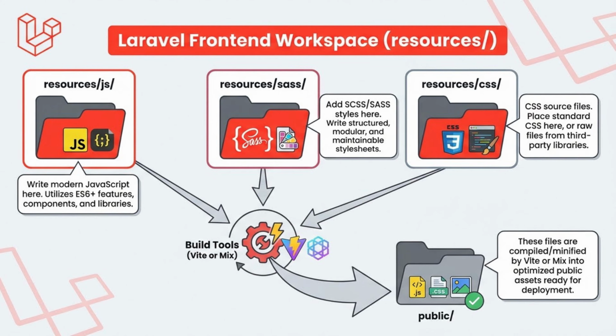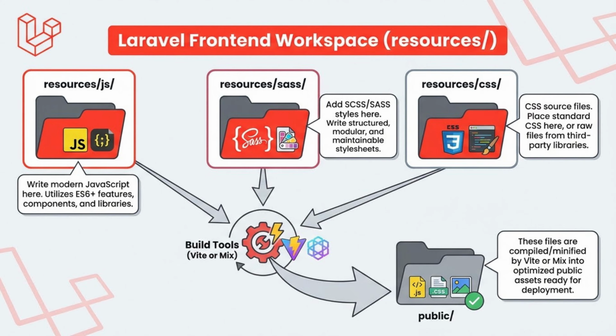Inside resources/js, you can write modern JavaScript using ES6+ features, modules, reusable components, and whichever front-end libraries your project requires. This is the area where dynamic behavior, event handling, and interactive UI logic begins. Next, in resources/sass, Laravel gives you a place to create structured modular Sass, or SCSS, style sheets. These files allow you to write cleaner, more maintainable CSS using variables, mixins, and nested rules. If you prefer working with plain CSS or need to include styles from third-party libraries, the resources/css folder is where those files live.